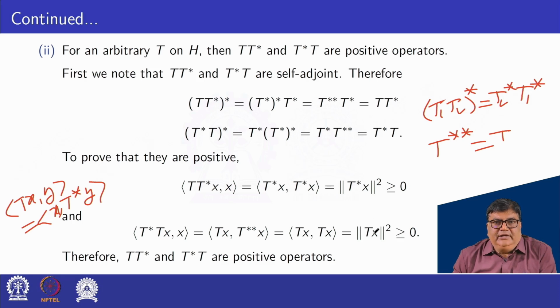Norm is always greater than or equal to 0, that is, norm Tx squared is greater than or equal to 0. Hence, again we have proved T star T is a positive operator. Therefore, T T star and T star T are positive operators.